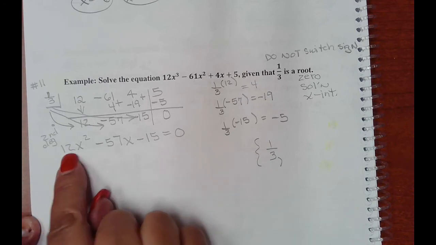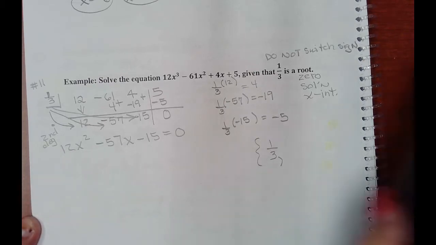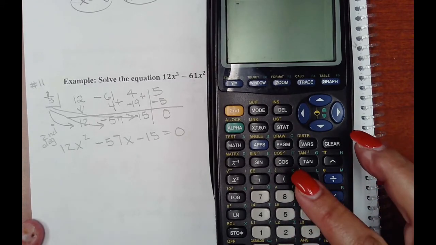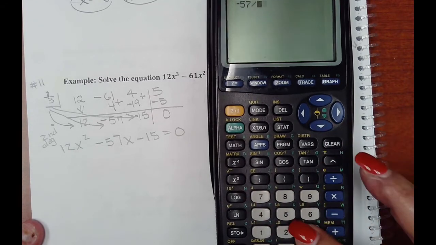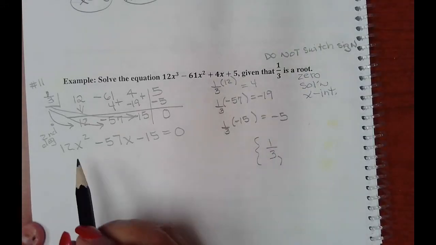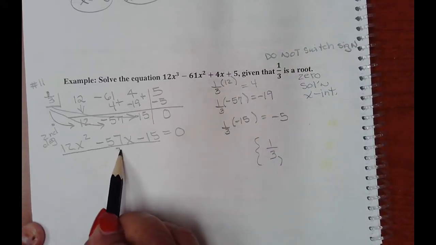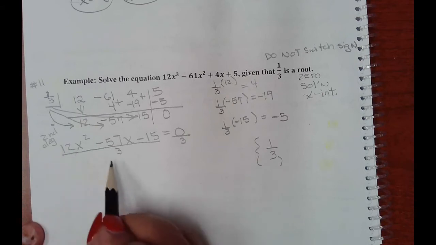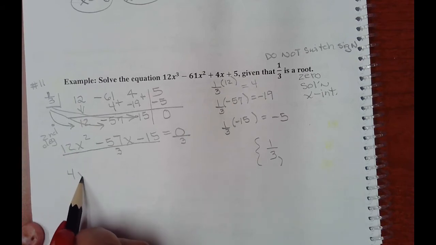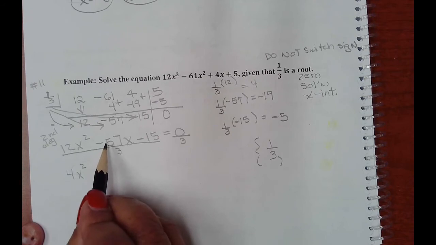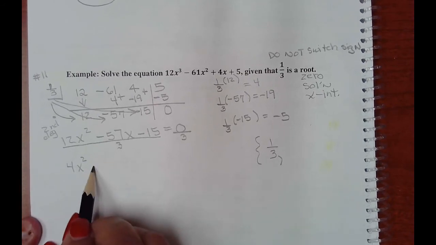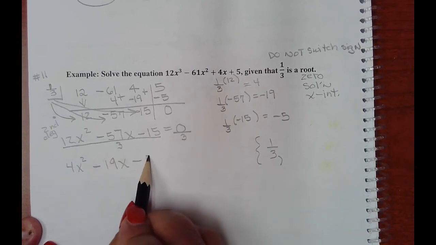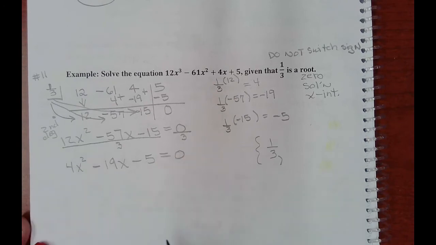So we can try and make these numbers smaller. I think 3 goes into each of these. Well, let's try that. We know 3 goes into that, and that's pretty easy. -57 divided by 3, that's -19. So we can make these somewhat smaller by dividing everything on this side by 3 as well. So 12 divided by 3, 4, makes that coefficient smaller. -57 divided by 3, I just popped that in my calculator and it was -19. And -15 divided by 3 is -5. So this makes it a little bit more doable.